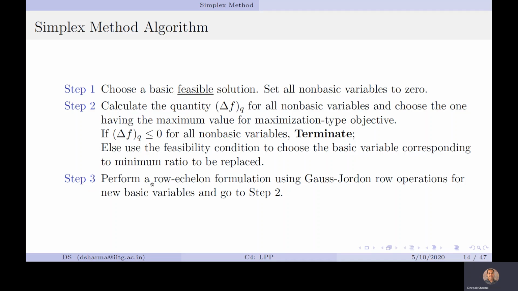In step 3, we perform row operations. We have to perform row echelon formulation using Gauss-Jordan row operations for the new basic variable and the other rows as well. And then we go to step 2. So we will keep moving between steps 2 and 3 until the termination condition gets satisfied.